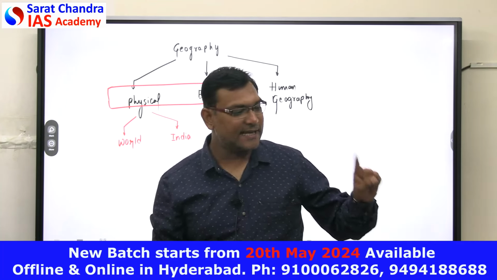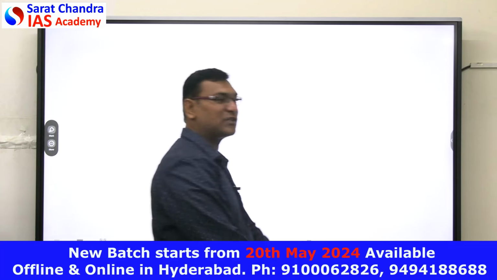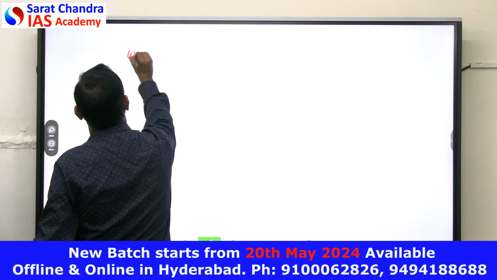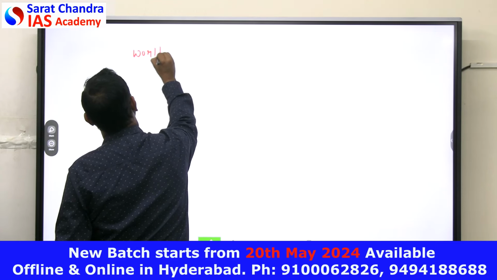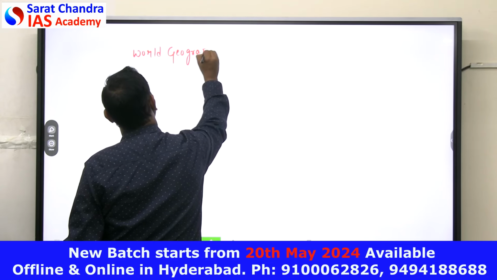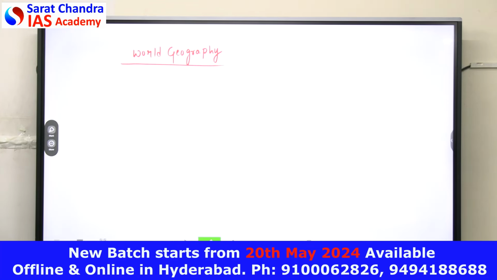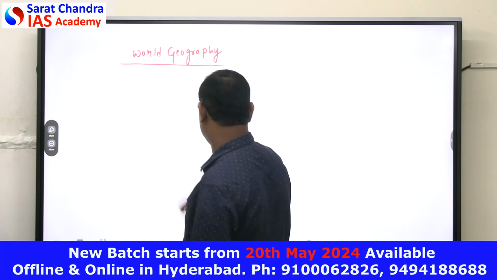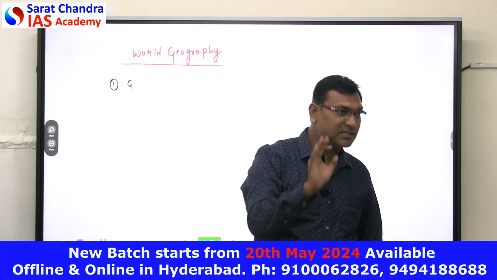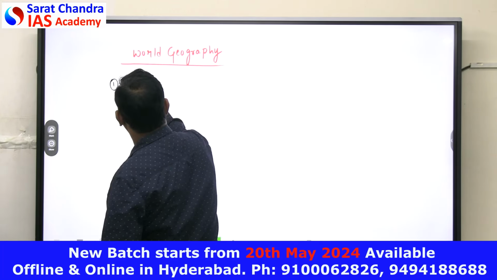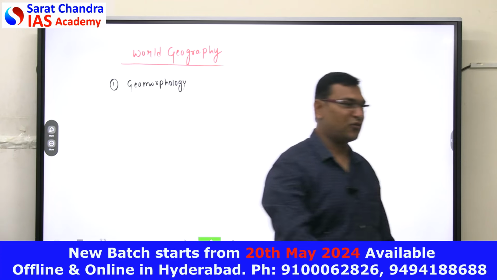Physical. It is written that salient features of world physical geography. Now, what are the salient features of world physical geography? What will we be studying in world geography? What are the salient features of physical geography? Meaning? Anyone? Geomorphology. The world physical is divided into four parts. Geomorphology. What do you mean by geomorphology first?